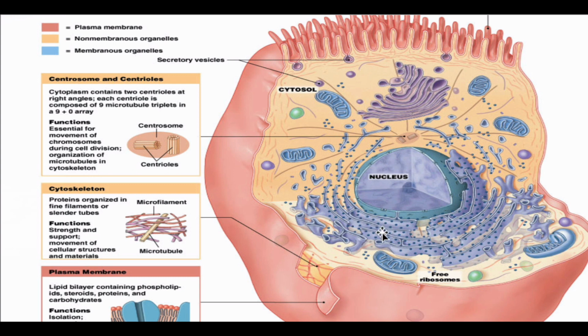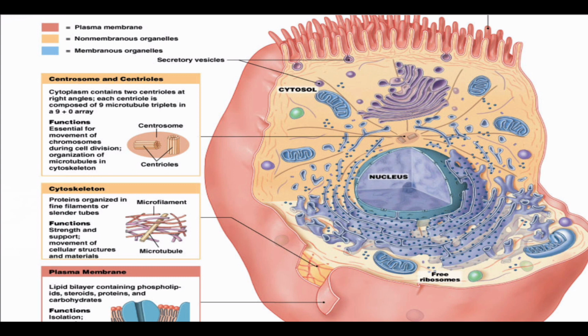So this part here where you see all the studs, that's referred to as rough endoplasmic reticulum, whereas this part here that doesn't have these studs on them, which are actually ribosomes, is called smooth endoplasmic reticulum. So we have a difference between rough and smooth endoplasmic reticulum.